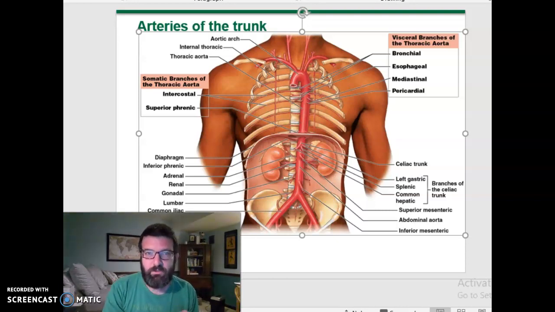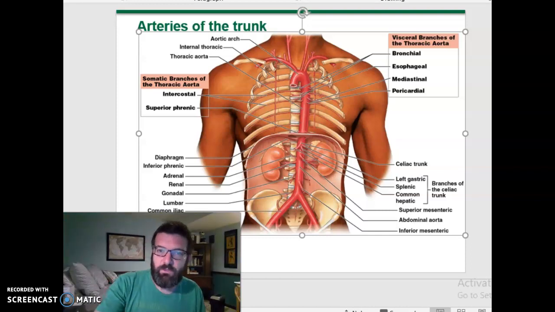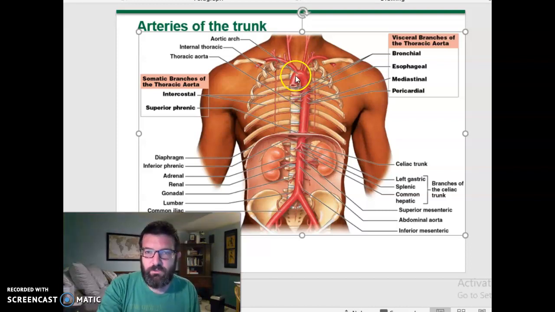Now let's move on and talk about some of the vessels of the thoracic and abdominal cavities. So right here is about where the heart would be. And this is your aorta that comes out of the heart. You have your ascending aorta, your aortic arch, and then your descending aorta, which takes the form of your thoracic aorta in your thoracic cavity and your abdominal aorta in your abdominal cavity. It's all the same vessel. It's just one aorta, but we call it by slightly different names based on where it is at any given time.